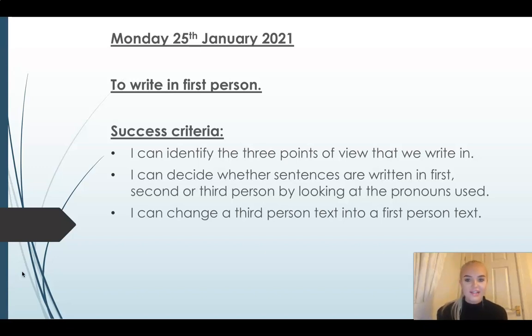So by the end of this lesson you will be able to identify the 3 points of view that we write in. You will be able to decide whether sentences are written in first, second or third person by looking at the pronouns that are used in the text. And you will also be able to change a third person text into a first person text. So although we're looking at all 3 points of view today, we will be focusing mainly on first person because that will be your main activity for today.